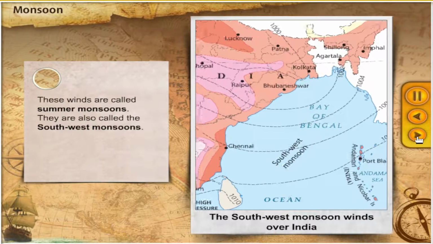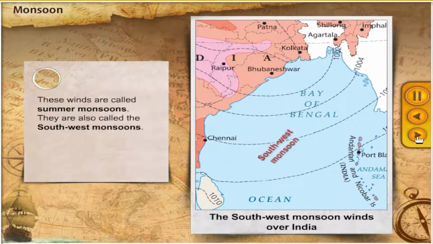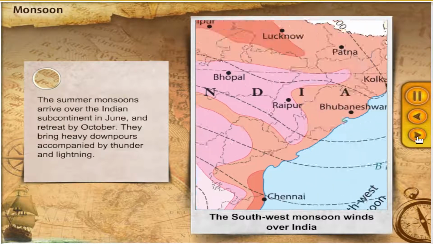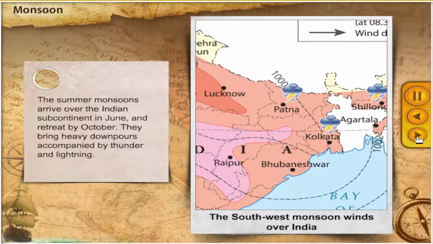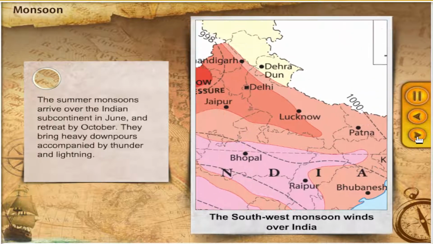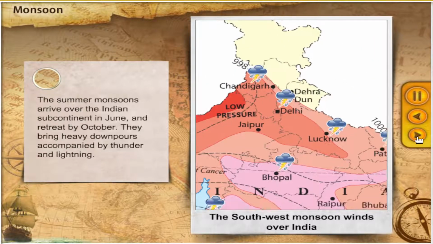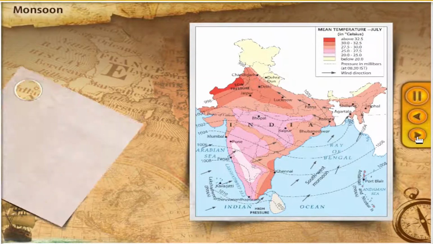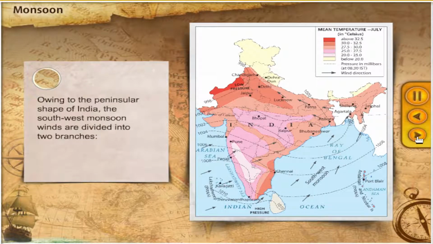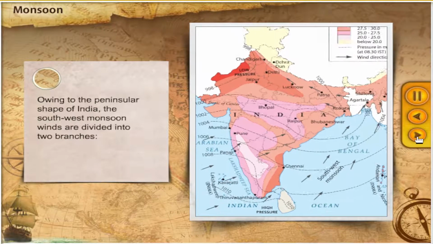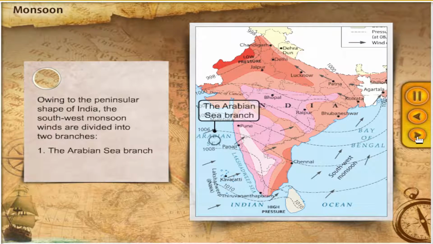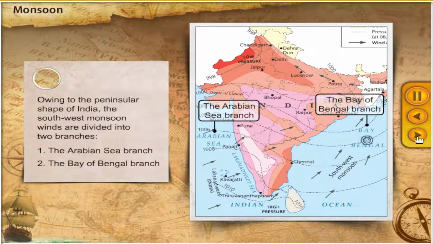They are also called the southwest monsoons. The summer monsoons arrive over the Indian subcontinent in June and retreat by October. They bring heavy downpours accompanied by thunder and lightning. Owing to the peninsular shape of India, the southwest monsoon winds are divided into two branches, the Arabian Sea branch and the Bay of Bengal branch.